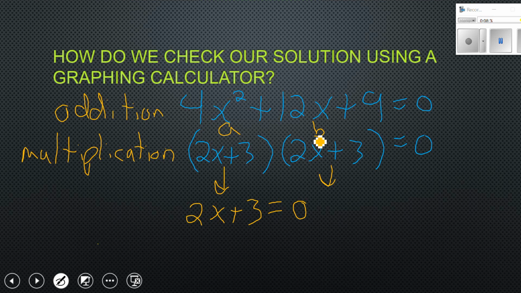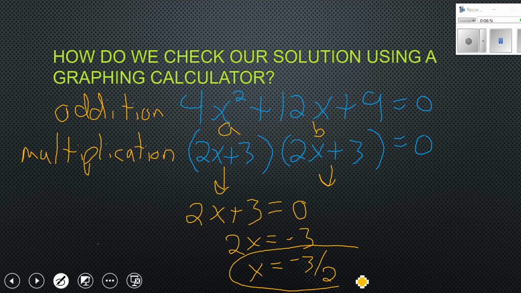Therefore, either A, B, or both of them are equal to 0. So we're going to use that fact. So here I'm going to subtract 3, and then I'm going to divide by 2. So I get x equals negative 3/2. And that's my solution. Now the question I have here is, how do we check our solution using a graphing calculator?